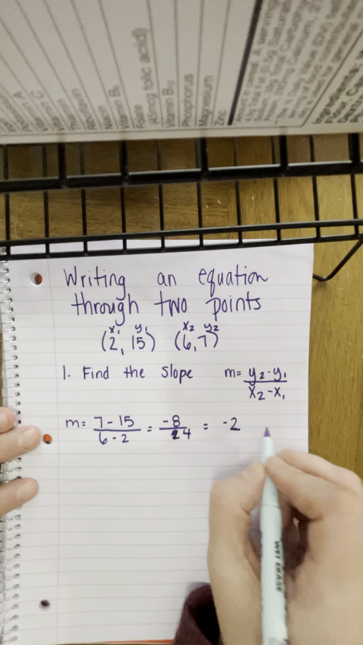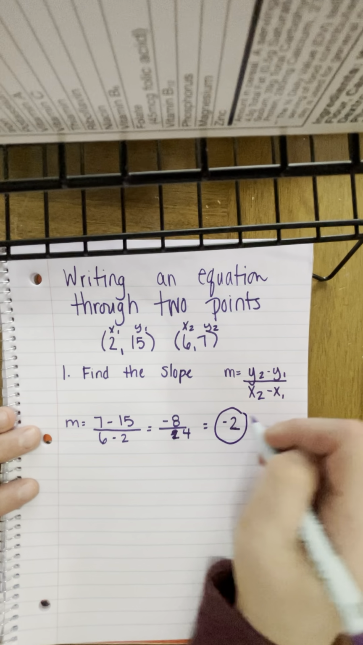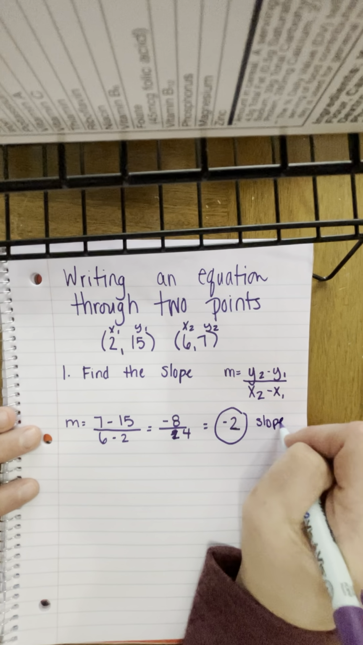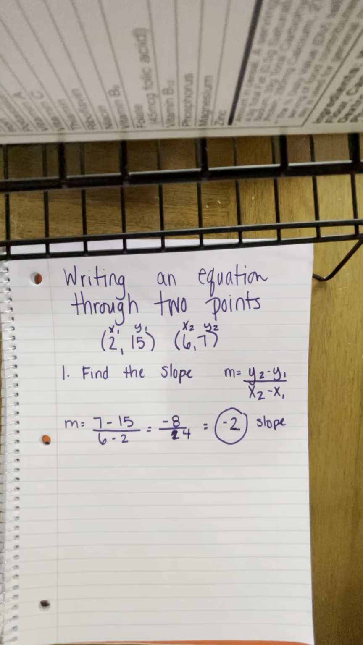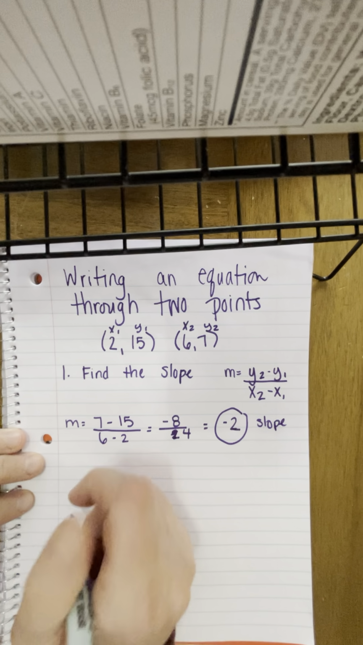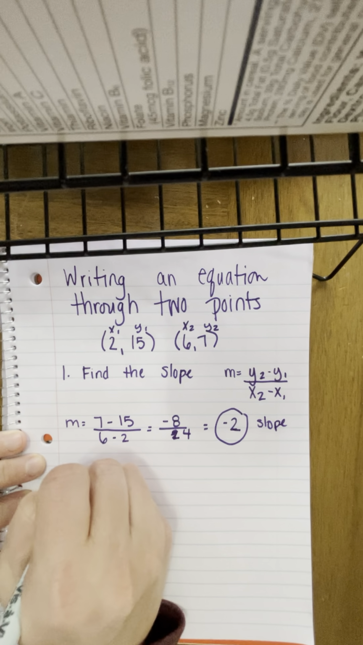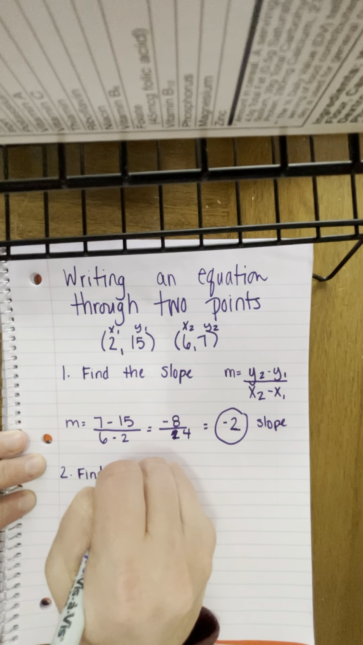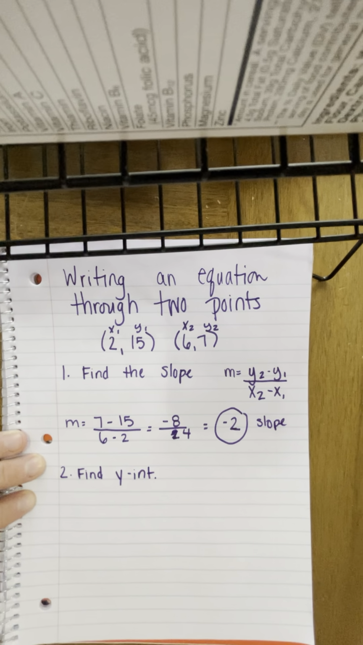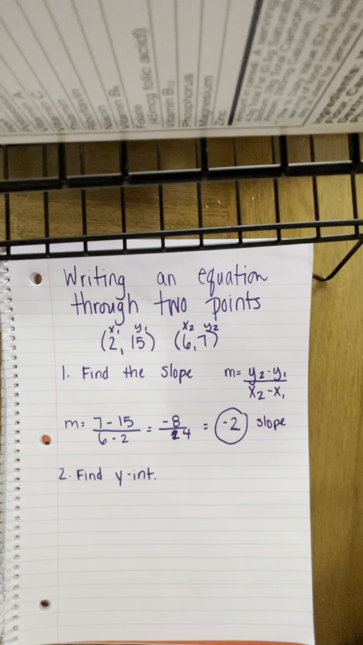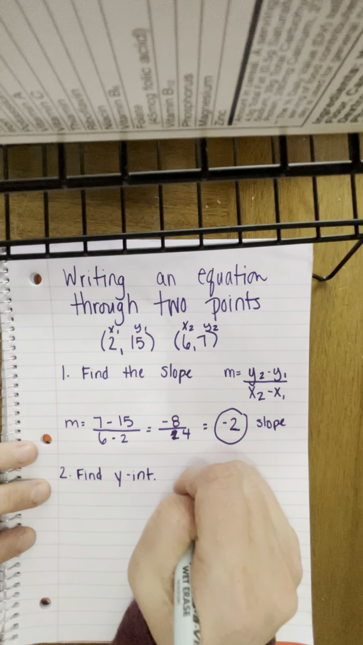So this is our slope. That's half the battle, because in an equation you have slope and you have y-intercept. Well, now we have our slope, so we need to find our y-intercept. So the second step, find y-intercept. Now, in the notes on Google Classroom, it tells you, plug the slope and 1 point in.